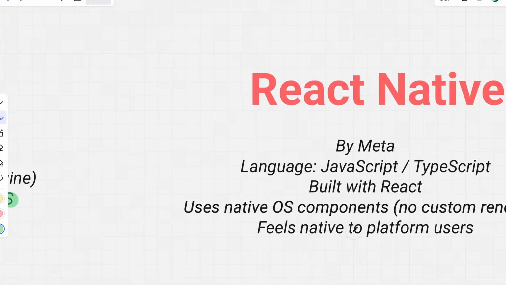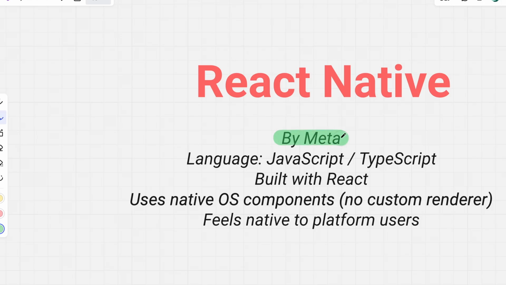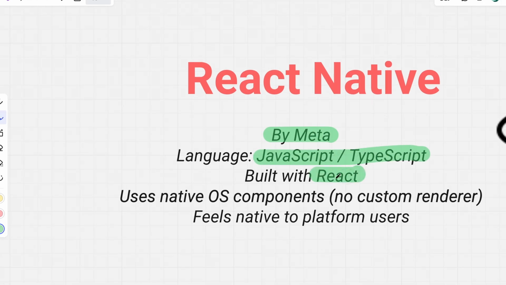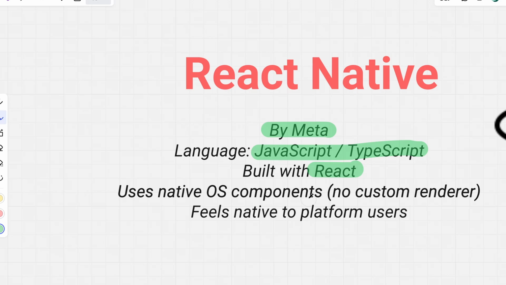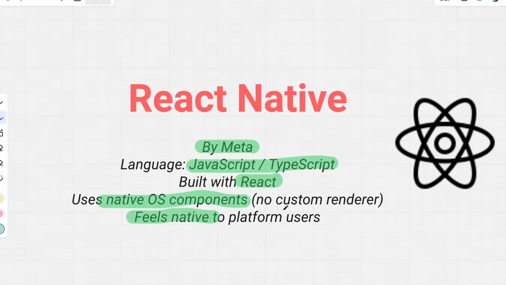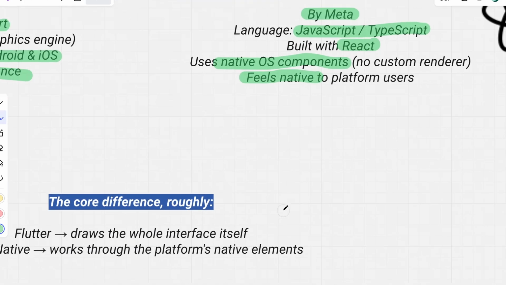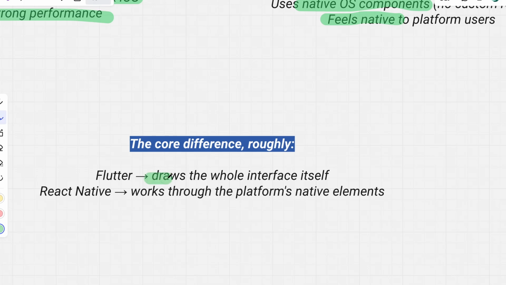React Native is a framework created by Meta. It uses JavaScript and TypeScript and lets you build mobile apps using React. Instead of its own renderer, it uses the operating system's native components, so the interface ends up feeling very close to what Android and iPhone users expect. Put very roughly, Flutter builds the entire interface on its own, while React Native works through the platform's native elements.